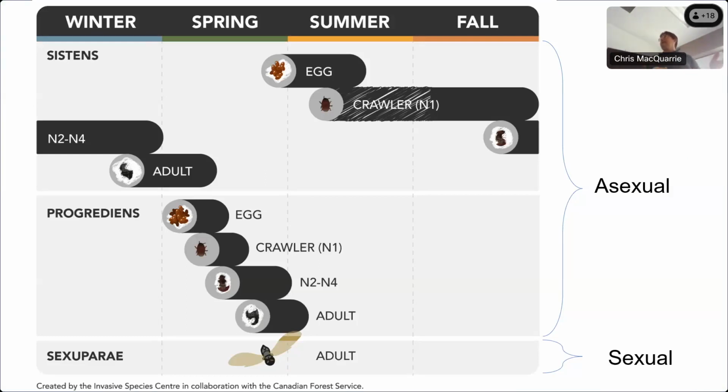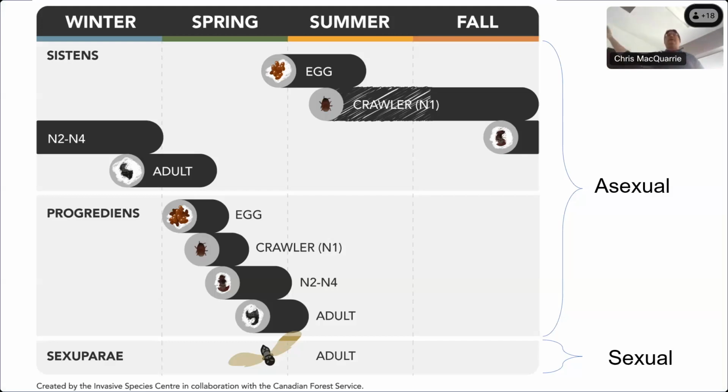They lay some eggs. Those eggs hatch to the crawler stage, which moves around. Those crawlers settle and pass through a succession of nymphal instars before they become adults. And then those adults lay eggs. Those eggs hatch to another, longer crawler stage that goes through until the fall, forms some nymphal stages, and then they emerge as adults. You can see the hash marking there on the crawler stage in the sistens generation. That's a summer aestivation, where the insect goes into a kind of dormancy, hangs out and waits during the summer, and then wakes back up in the fall.